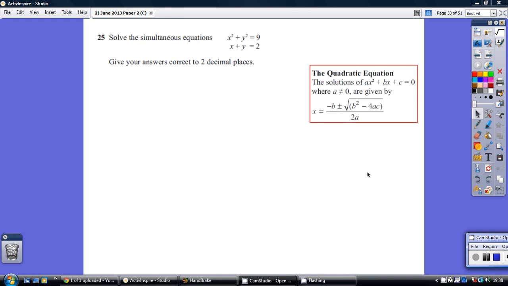This is the final question, question 25. Have a go. I've included the quadratic equation because you're going to need this. This is given in the tables, so I've included that for you.